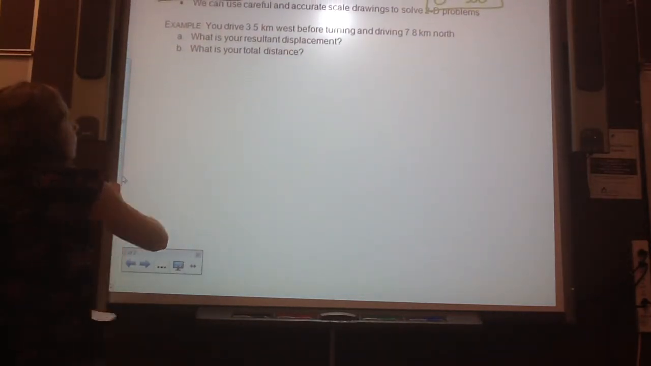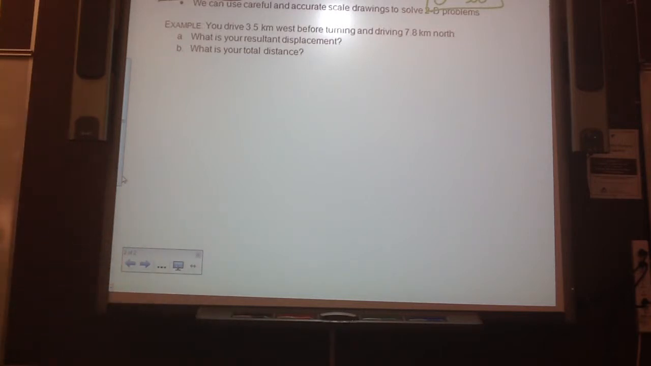Okay, so this is just a little intro to 2D problems. We'll do more of it tomorrow. But, for example, you drive 3.5 kilometers west before turning and driving 7.8 kilometers north. What is your resultant displacement and what is your total distance?